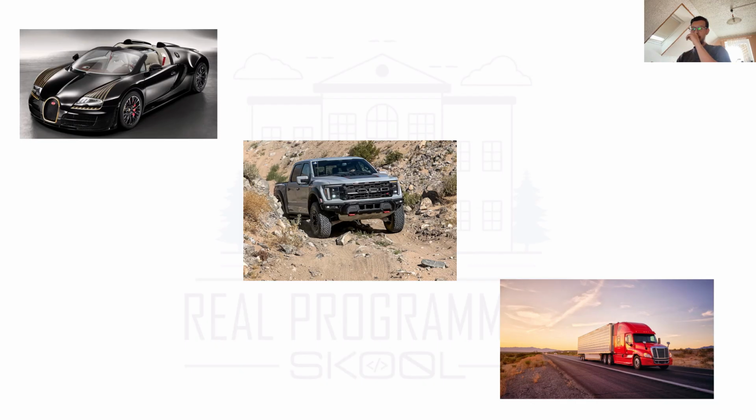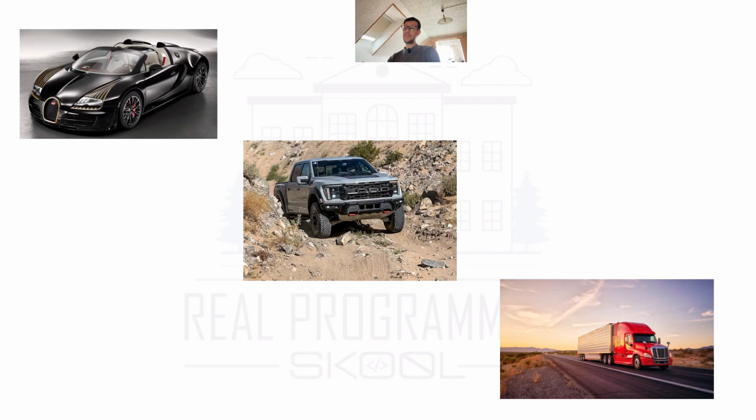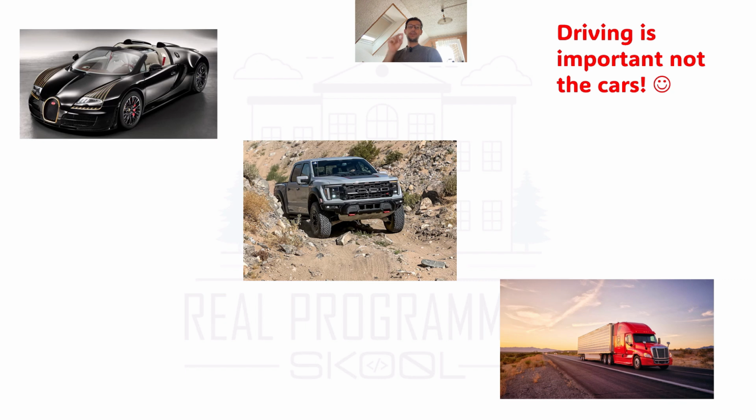Same in programming. But before we make examples about programming languages, I want to ask, what is the only element shared between these three cars? The only element shared between these cars is that you know how to drive. Driving is important, not the cars. For example, if you have a class B license to drive personal cars, the Bugatti Chiron and the Ford Ranger, it will be easy for you to upgrade your skills to drive a truck, class C. So the driving is important, not the cars.